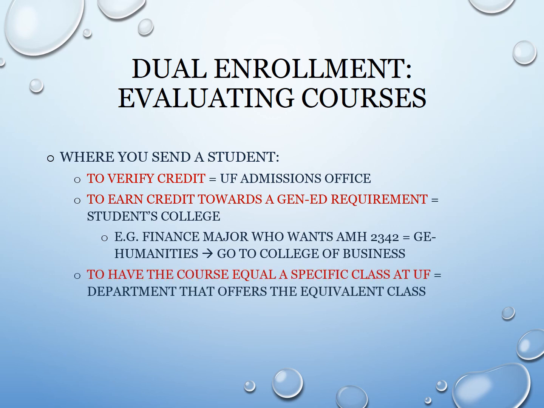Now let's say they want to have the class count as something specific. Then they want to go to the department that offers the equivalent class. So let's say this finance major is really interested in a history minor, right? It's not just that we want gen ed humanities credit. Now we want to make sure that the class can actually apply towards a history minor, something very specific. Then we would want the student to go talk to the history department. We want them to go to the department that offers the class to evaluate it at a much smaller, micro level, right?